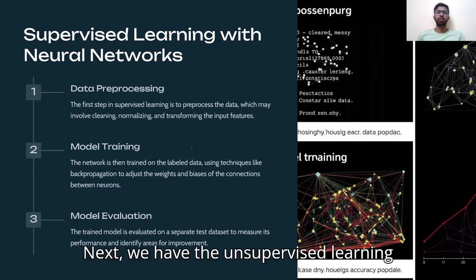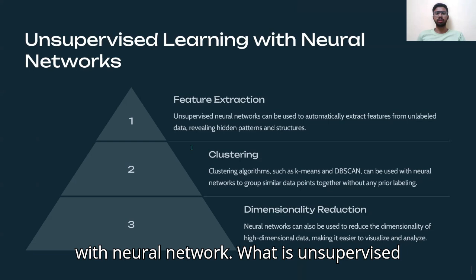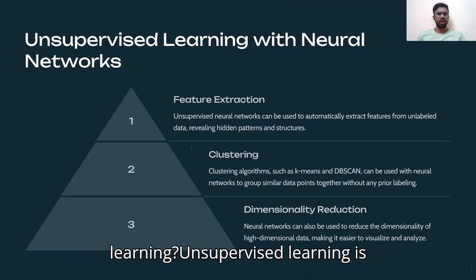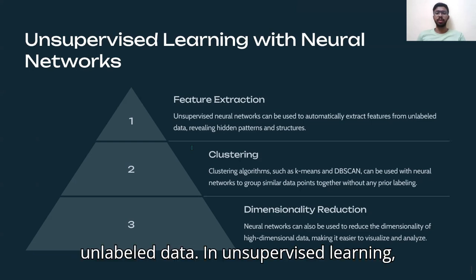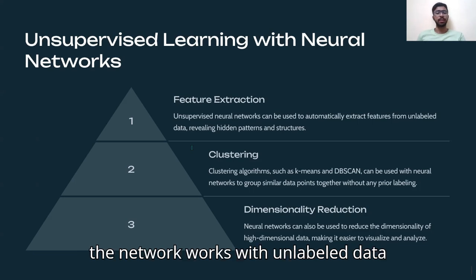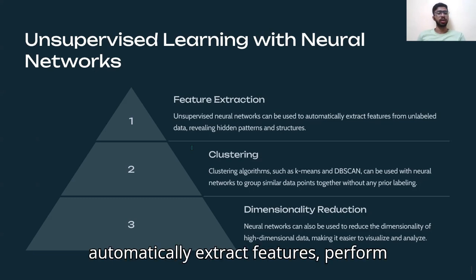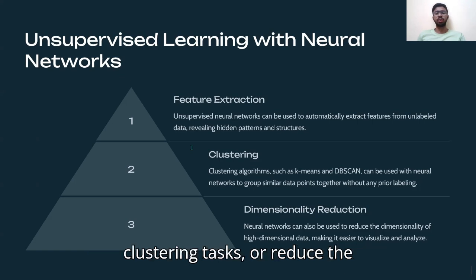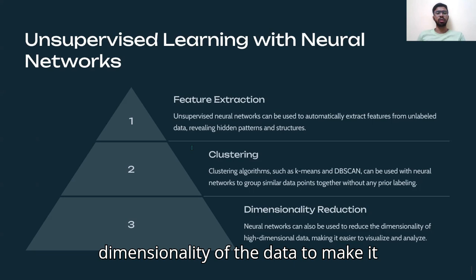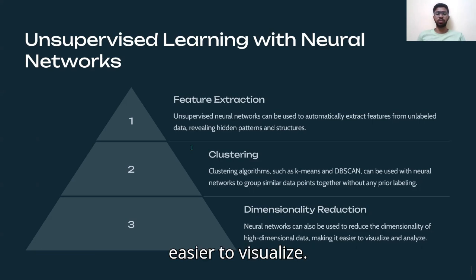Next, we have unsupervised learning with neural networks. What is unsupervised learning? Unsupervised learning uses unlabeled data. In unsupervised learning, the network works with unlabeled data to discover hidden patterns. For example, it can automatically extract features, perform clustering tasks, or reduce the dimensionality of the data to make it easier to visualize.